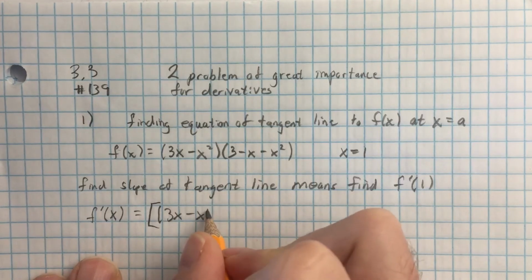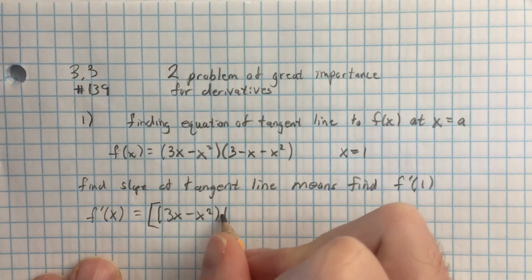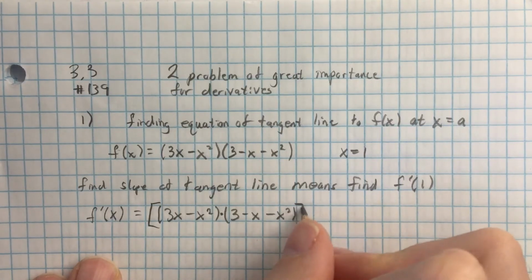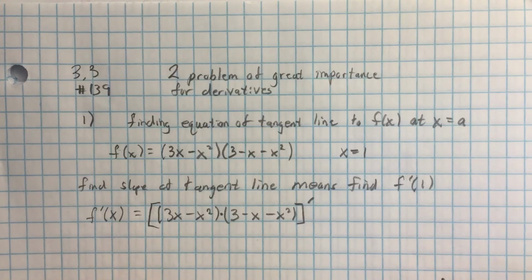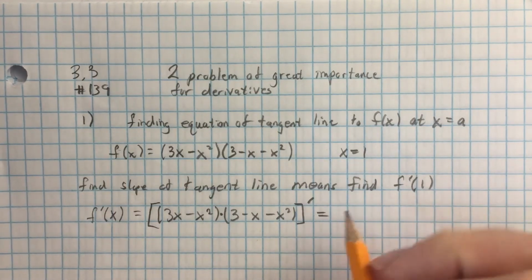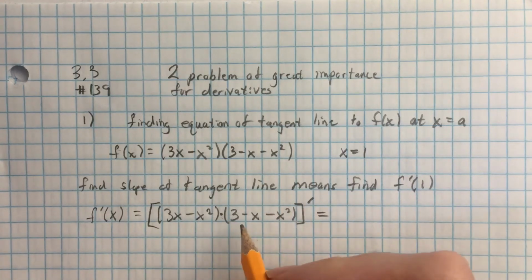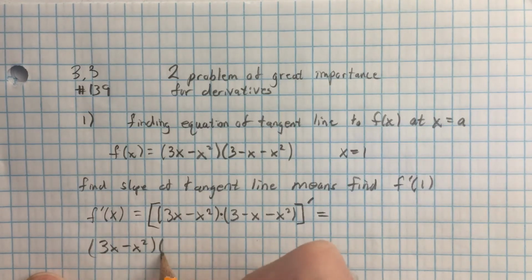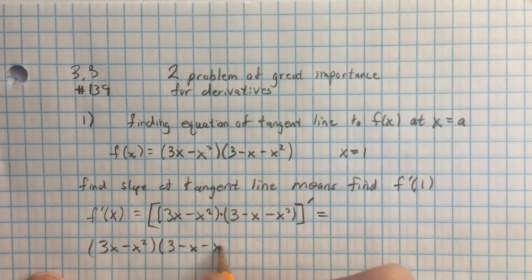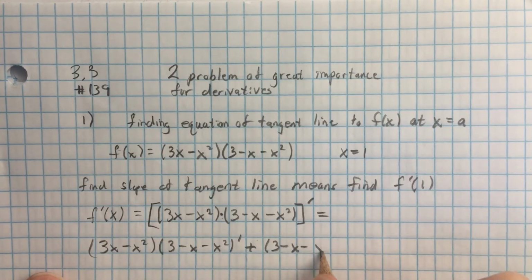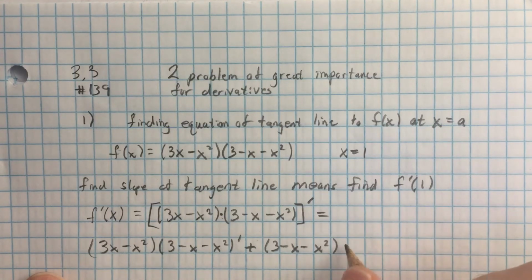3x minus x squared, again, times, accentuating the most outer operation there. You need to take the derivative of that product function. All right, so according to the rule, most outer operation is this, so we need to take a product rule first. We'll have the first function times the derivative of the second function plus the second function, times the derivative of the first function.